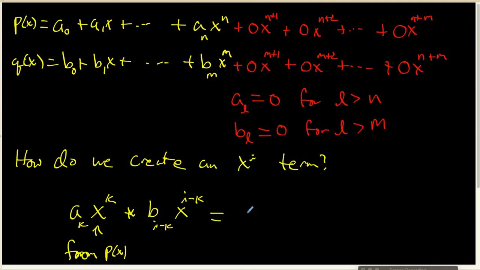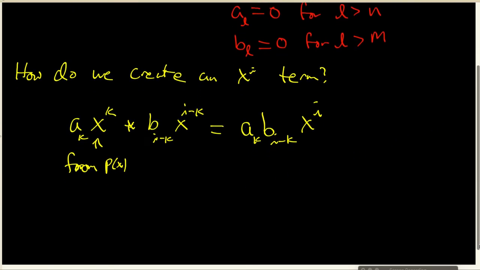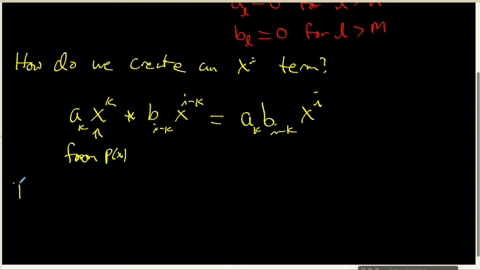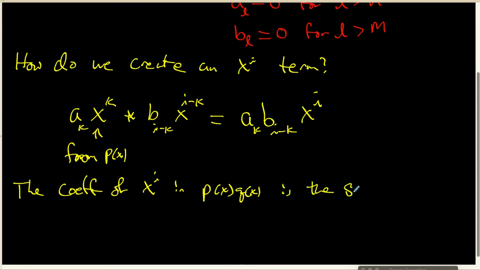And this is going to be nothing more than a_k times b to the I minus k, and the power of x is going to be x to the I. Now if I think about this, that tells me exactly what I need to know. All I have to do to get the coefficient of x to the I in the product polynomial is going to be the sum of these guys.